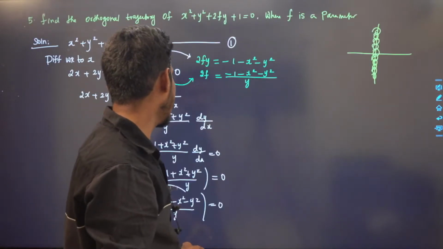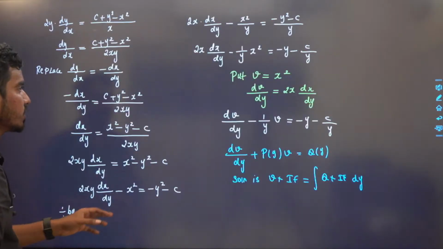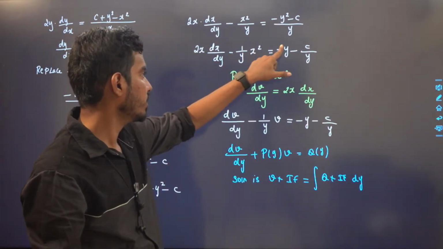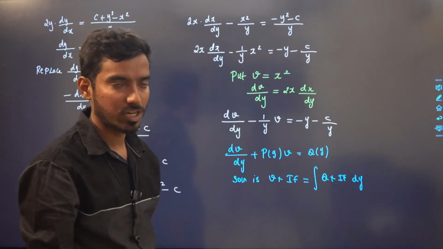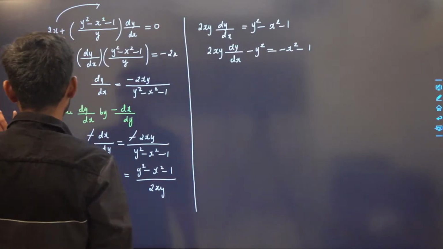In the last example, we found a linear differential equation in x, that is, dx by dy plus some function of y into x is equal to some function of y. Here you need to find the differential equation in y, right? Okay.